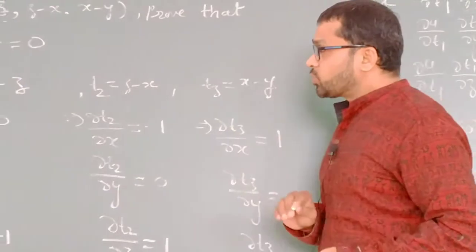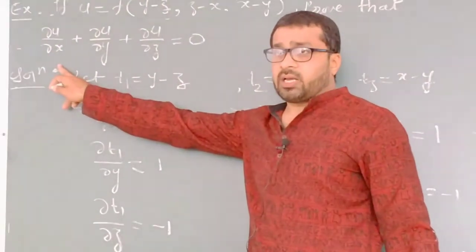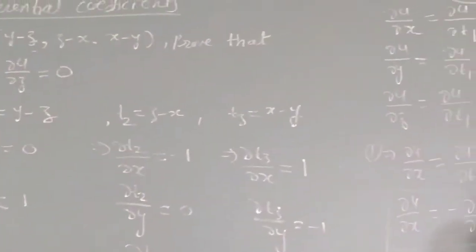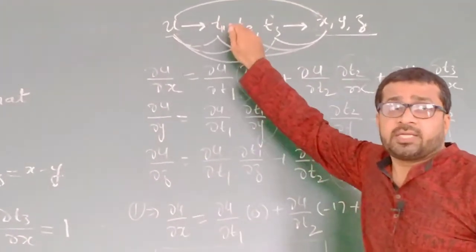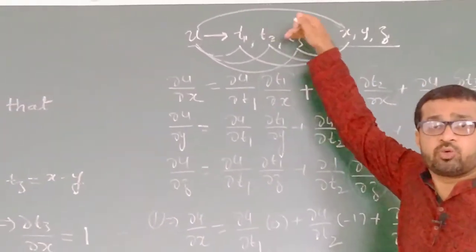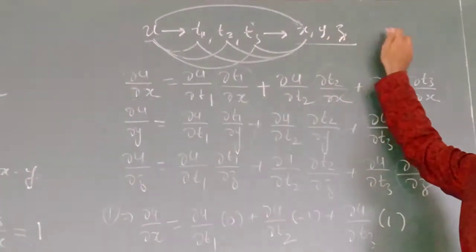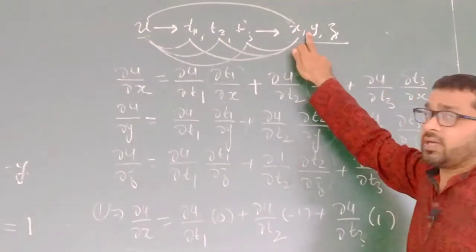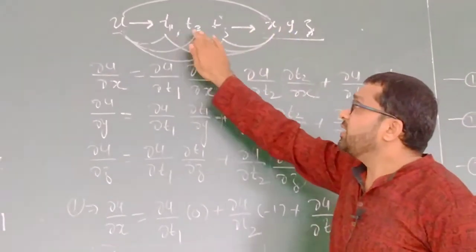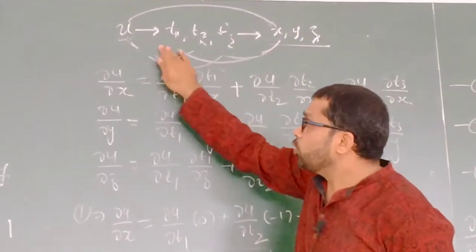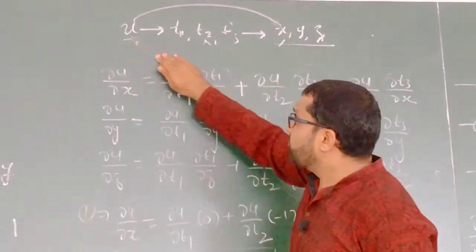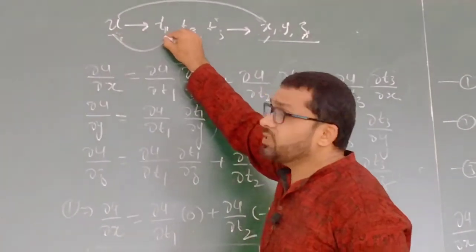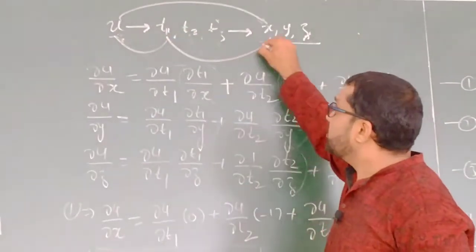Now first of all we have to find del u by del x. We have to find this, that is, the partial differentiation of u with respect to x. We have already noted that u is a function of t1, t2, t3, and t1, t2, t3 are functions of x, y and z. So we have to differentiate u with respect to x, and for that we have to go through t1, t2 and t3. Okay, so if I have to differentiate u with respect to x, what will I do? First I differentiate u with t1 and then t1 with x.